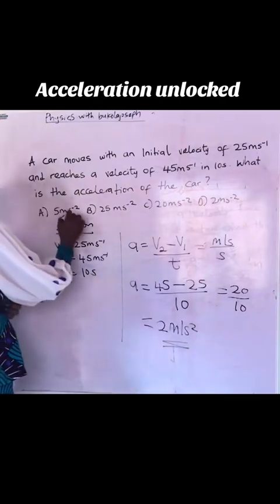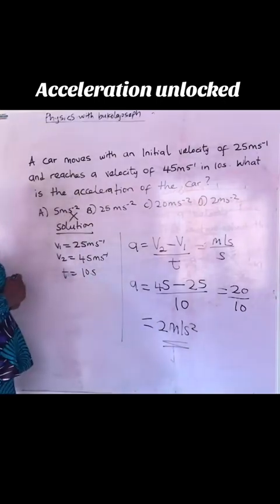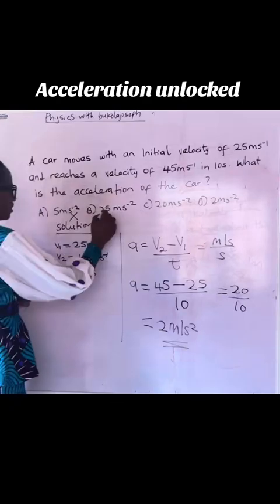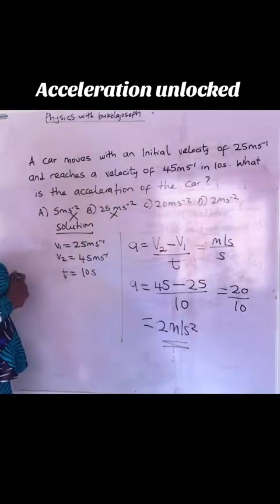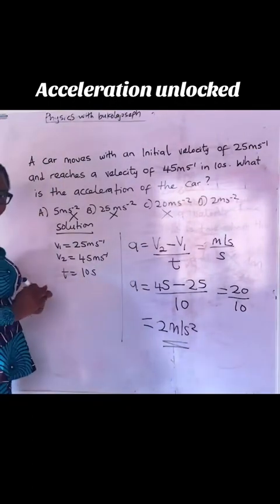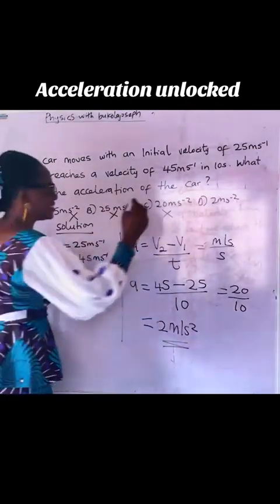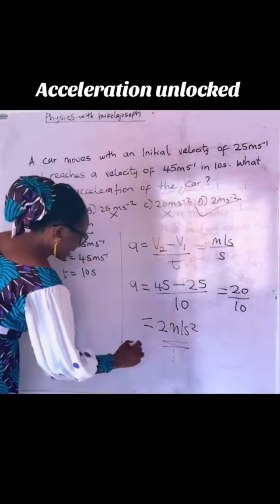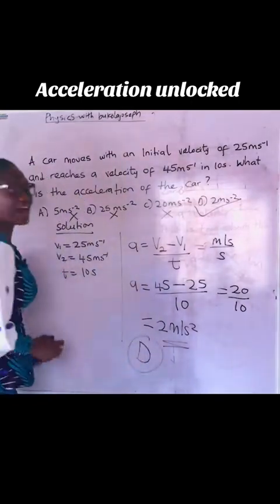Definitely not A, 5 meter per second square. No, it's definitely not B. It's definitely not C. And yes, the correct answer is D. So we have D as our answer.